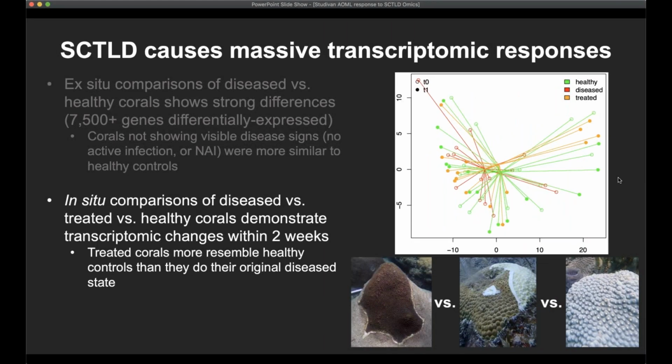When we look at our field data, right off the bat, you may notice that it's a lot messier, and there's generally a lot of variability in transcriptomic data sets from field samples because of the environmental variability. But what we're able to do is look at pairwise differences between treatments. So we can compare healthy corals to diseased corals to treated corals. And what we found is that after 2 weeks following antibiotic application, the treated corals more resembled their healthy controls than they did their original disease state. So this is suggesting that the antibiotic application is a bit of a reset button for these corals, that they are once again maintaining some level of healthy homeostasis versus their original disease state.